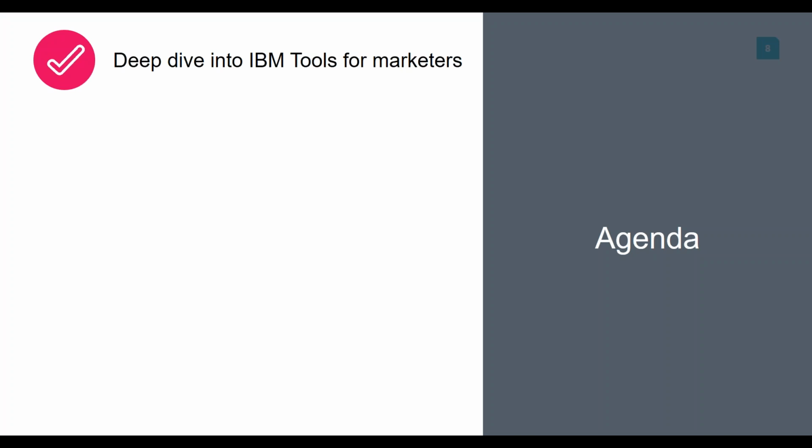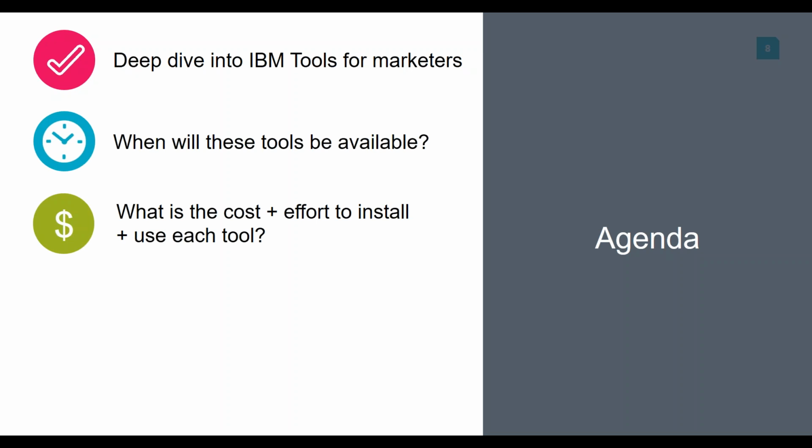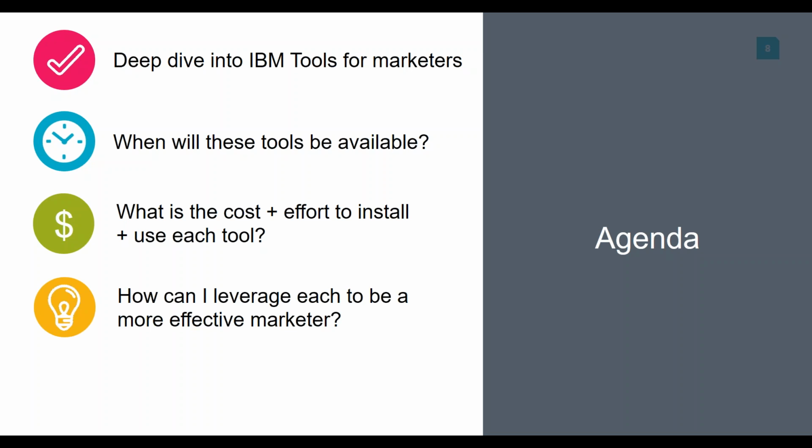So let's look at our agenda for today. First off, we're going to take a deep dive into the IBM Tools for Marketers. Then we're going to look at when these tools will be available. Then we're going to look at the cost and effort to install and use each of these tools. In some cases there's development cost in addition to setup and ongoing cost, so we're taking that all into account and trying to give you a good idea about the total cost and the total level of effort to install each of the tools. Then we're going to look at how you can leverage each of those tools to be a more effective marketer. And then finally, we're going to look at some key takeaways.